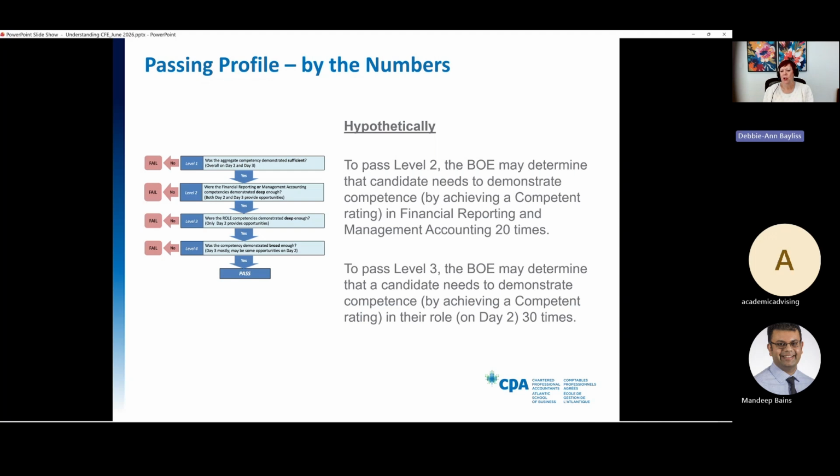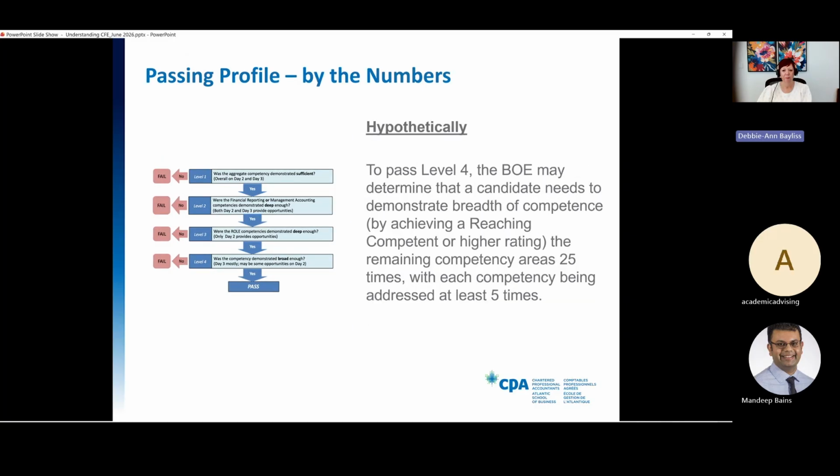So for level 2, perhaps the requirement would be that you need to achieve 20 competents for either financial reporting or management accounting. When it comes to level 3, which is your role-specific level, perhaps you need to achieve 30 competents in order to pass level 3 for your role.